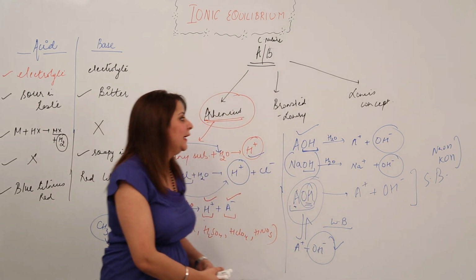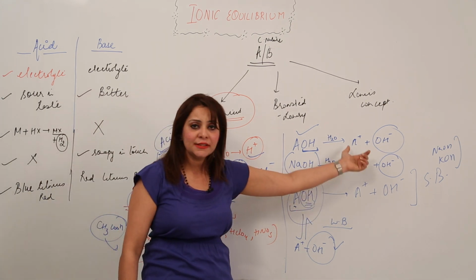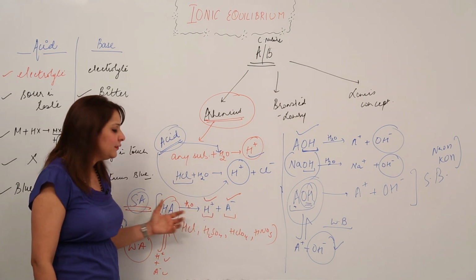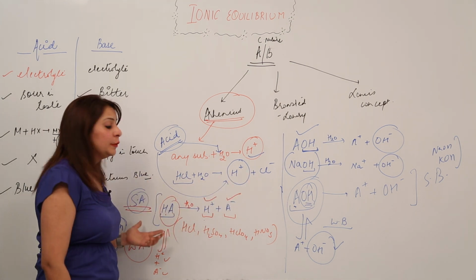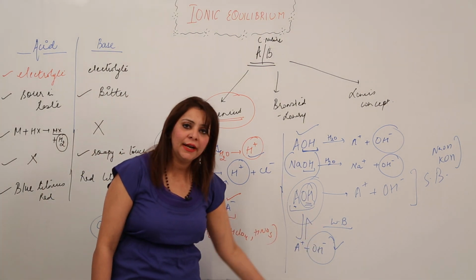Just what you have to remember is that he explained on the basis of giving H positive and hydroxide ion, and moreover, if complete dissociation occurs, then it is a strong one, whether it is acid or base, and if partial dissociation occurs, it is a weak acid or a weak base, right?